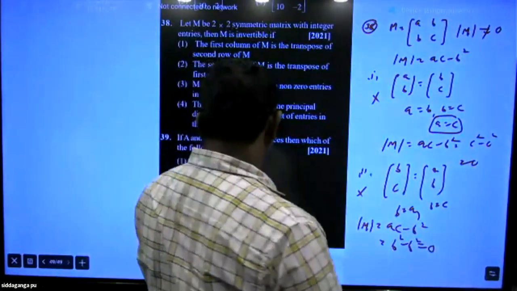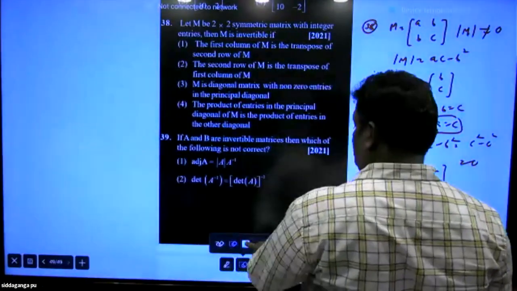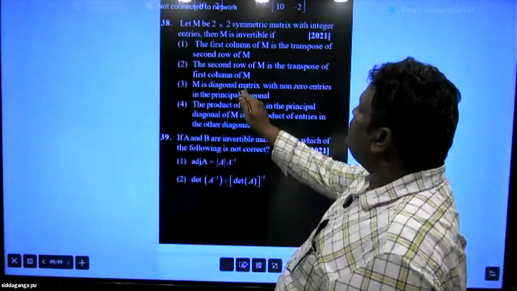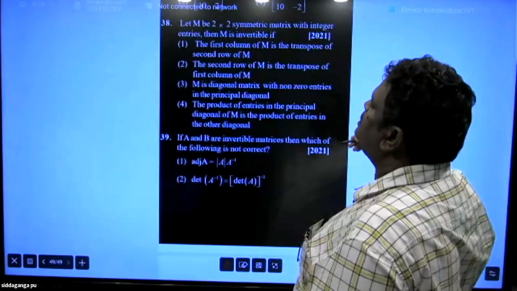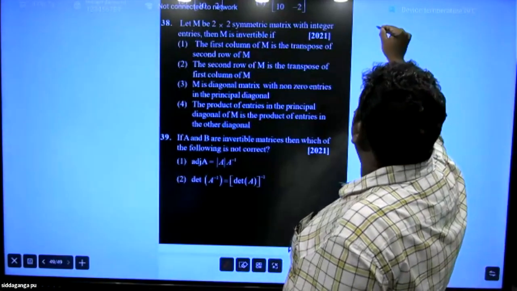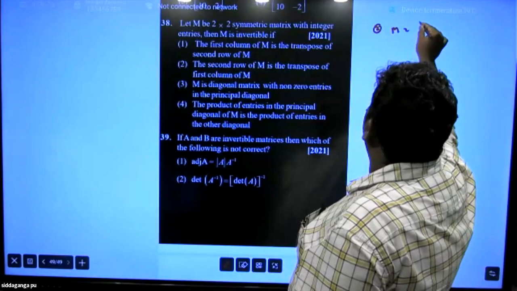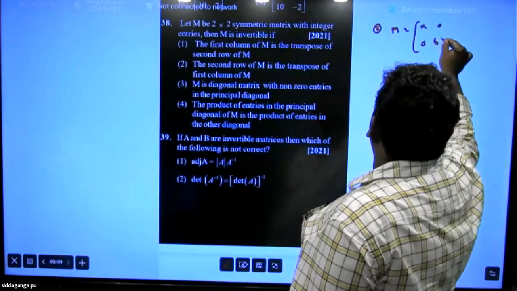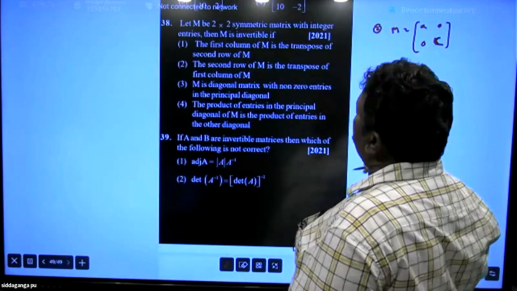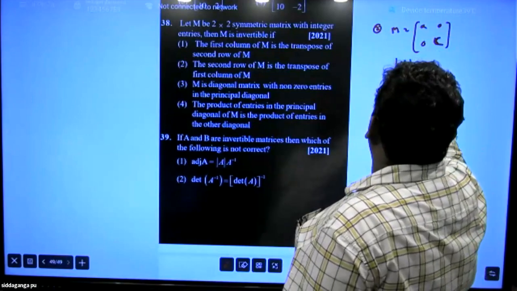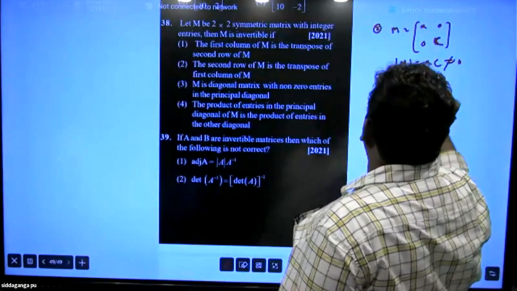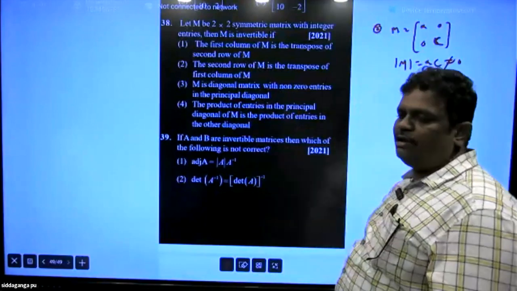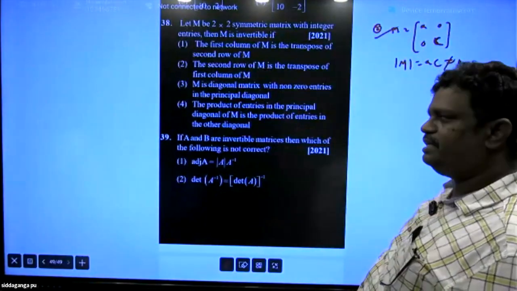Now, which property is satisfied? The third option: M is a diagonal matrix with non-zero entries in the principal diagonal. So the third one, we consider M equal to A, B, 0, 0, or AC, 0, 0. So this determinant must be AC, and this value is not equal to 0. Why? A and C are non-zero elements. So this is the correct option for the given question.